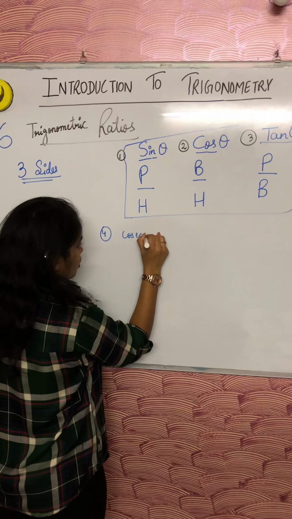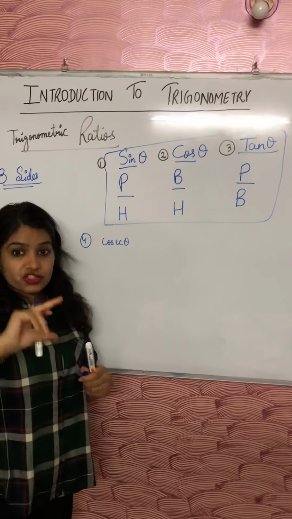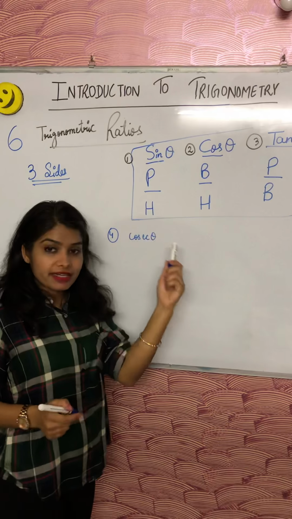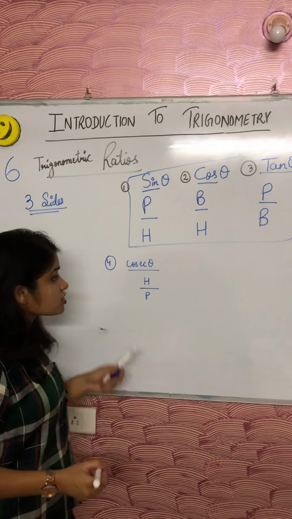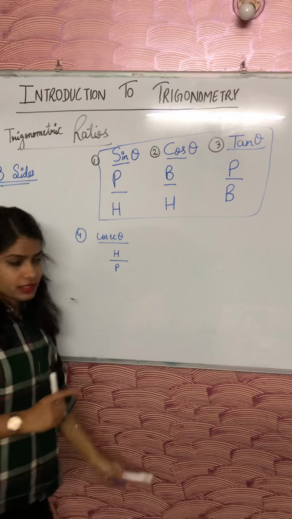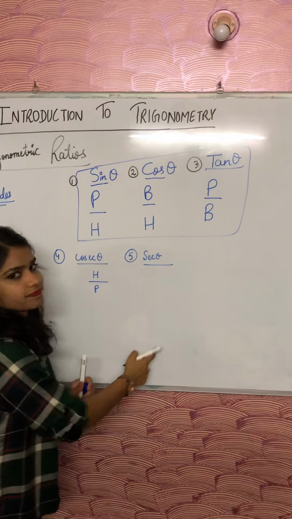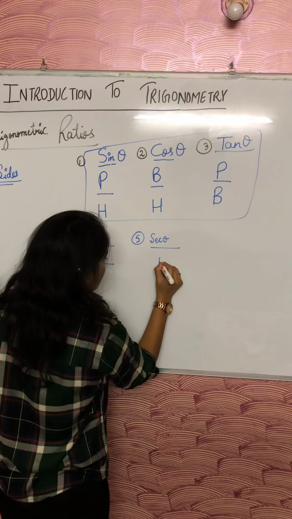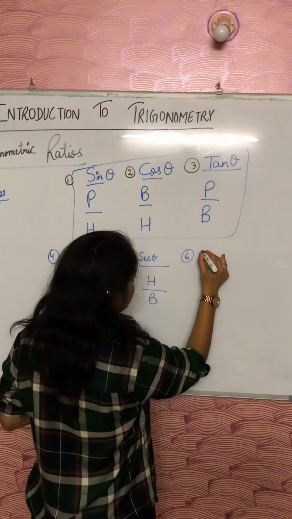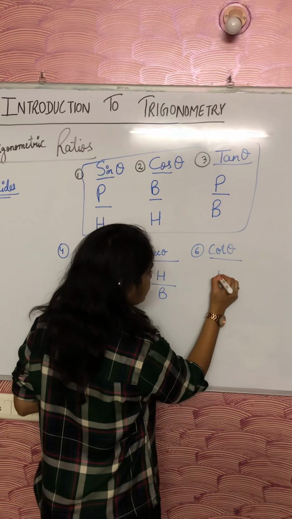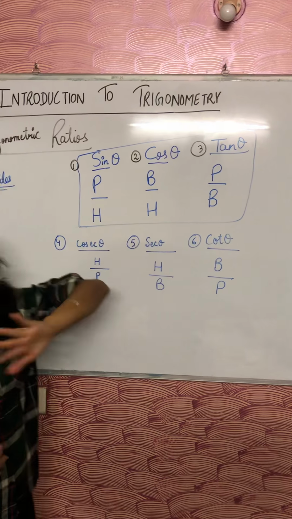Fourth is what? Cosec theta. What is cosec theta? It is just the reciprocal of sine. And reciprocal of sine is what? If sine is P by H, cosec will be H upon P, hypotenuse upon perpendicular. So just learn one thing, that cosec is just reciprocal of sine. Okay? Now, fifth trigonometric ratio is sec theta. Sec theta is what? Opposite of cos, which is H by B. And the last trigonometric ratio is what? Cot theta, which is base upon perpendicular.